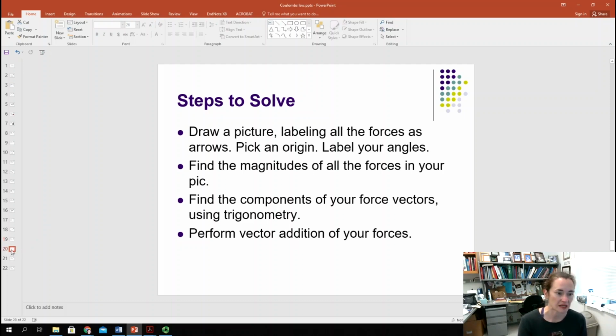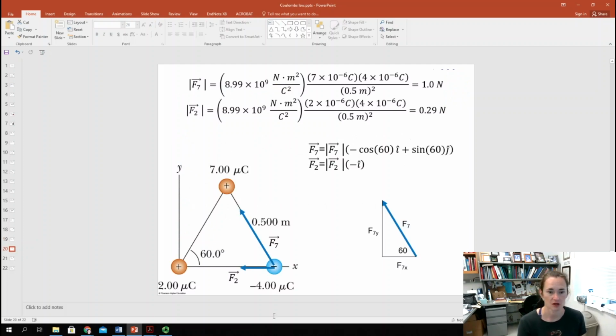So let me now apply those steps to this problem. Step 1, draw the force vectors. I'm trying to find the force on this -4 microcoulomb charge at the bottom right of my triangle. There's going to be an attractive force on this -4 microcoulomb charge due to the positive 2 microcoulomb charge at the origin. So I draw a force vector along the line connecting those two charges, and it's going to point from the negative charge to the positive charge. That's this arrow here, which I've labeled F2.